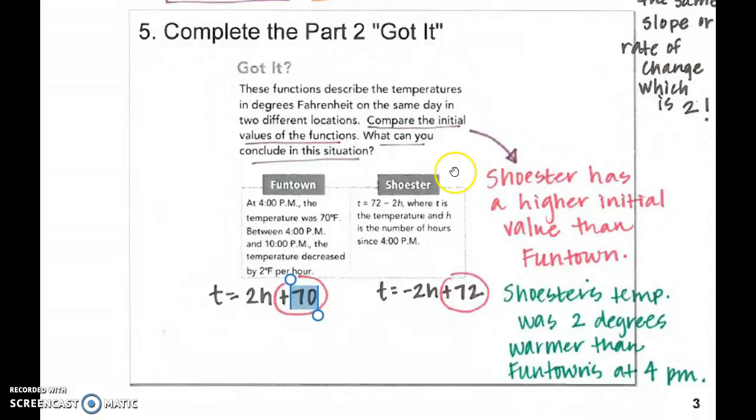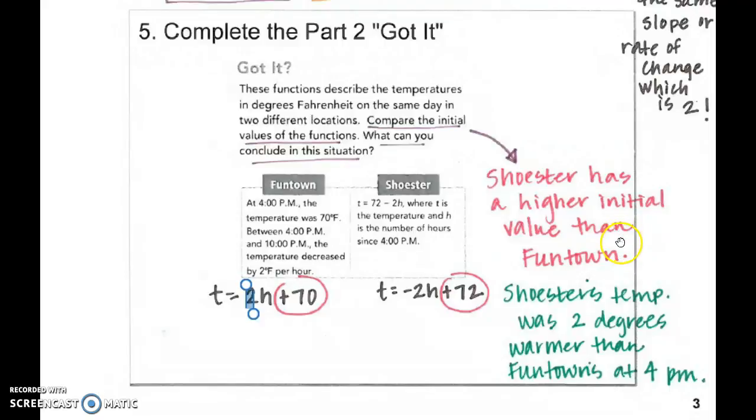Moving on to the second got it. We've got 2 towns again, Funtown and Schuster, and we're just focusing on writing those equations once again. Funtown looks like 4 o'clock is our go time. The town starts at 70 degrees, but then the temperature drops by 2 degrees per hour. And I forgot our negative sign in there. So make sure you put a little negative out in front right there. So T equals negative 2H plus 70. And over here, Schuster is negative 2H plus 72 because their function was already given to us.